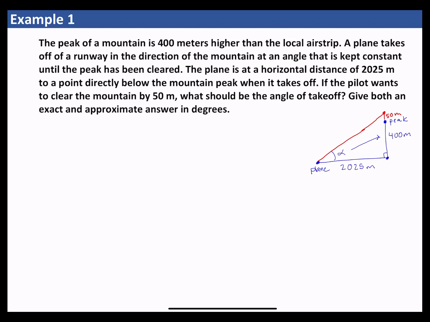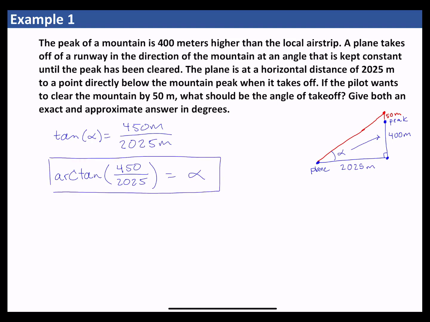So that means we're going to use a tangent function, right? We know that the tangent of alpha would equal 450 meters, because we have to add that extra 50 meters of clearance, divided by 2,025 meters, and we can use the arctan function, the inverse, so the 450 divided by 2025 becomes the input, and the angle alpha is our output. So this would be the exact answer for the angle at which the plane needs to take off.